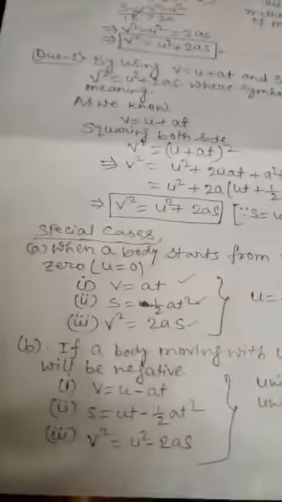Now you see the special cases. When a body starts from rest, that means the initial velocity of the object is 0. In that case, you can use the formulas v equals u plus at, s equals 1 by 2 at square, and v square equals 2as. Now if a body is moving with uniform retardation, in that case a will be negative, so you can use the formulas v equals u minus at, s equals ut minus 1 by 2 at square, and v square equals u square minus 2as. For uniform acceleration we will write a, for uniform retardation we will write minus a.